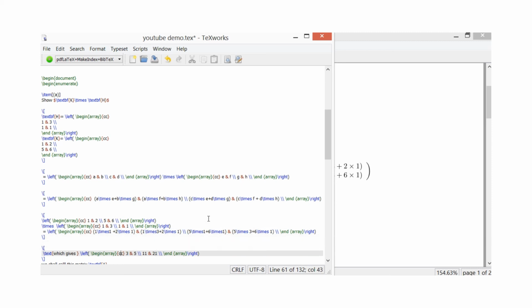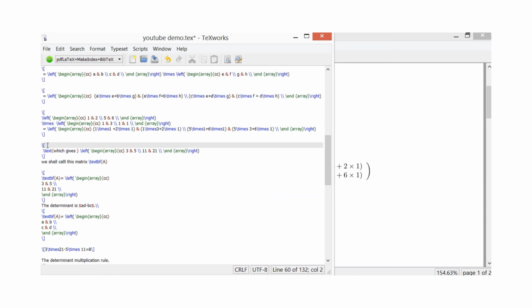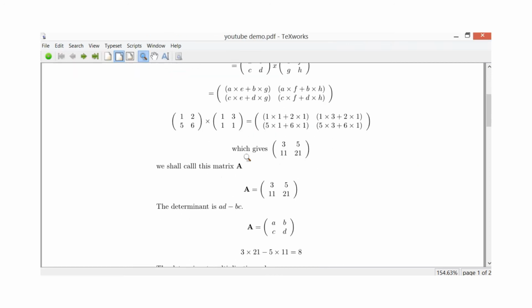Another one here that you might like, I've gone into maths mode here. So on this little block here, let's scroll up the page. In this little maths mode here, I've got \text, open curly braces, which gives, and then the matrices formula is going on in there. So that's allowing me to write "which gives" in nice writing in the calculations of the matrix. So that will come to here. That's that bit there.